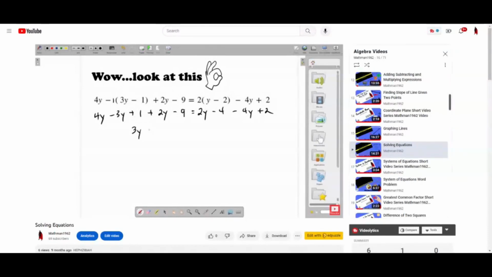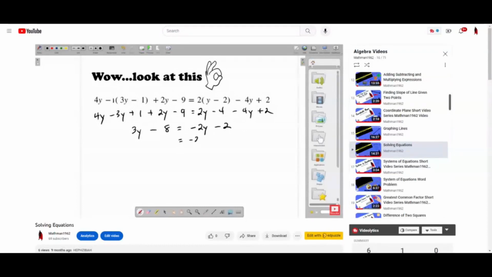Positive 1 and negative 9 is negative 8. On this side, we have 2y minus 4y, which gives me negative 2y. Negative 4 and positive 2 gives me negative 2. So again, we've whittled the problem down so that we have variable terms on both sides and constant terms on both sides. Now I need to get the variable terms on the same side.